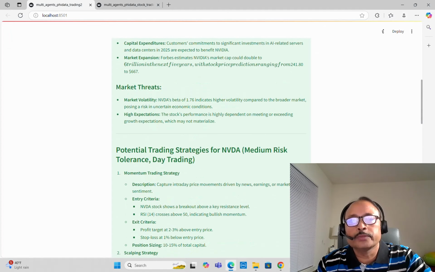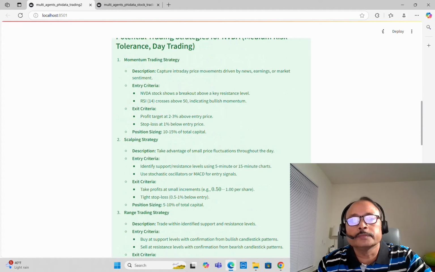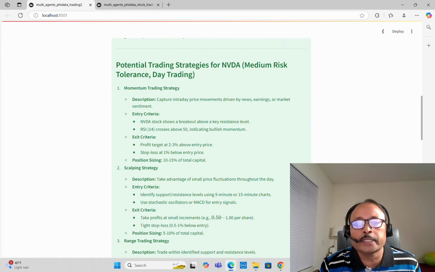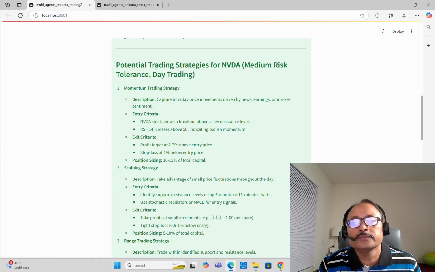Now let's quickly go through it. The first one is the momentum trading strategy. The entry criteria: Nvidia stock shows a breakout above the key resistance level, which I have already explained, and RSI 14 crosses above 50, indicating bullish momentum. So this is definitely good. This is the entry time. Entry criteria is the time when you should buy. Exit is the time when you should sell immediately.